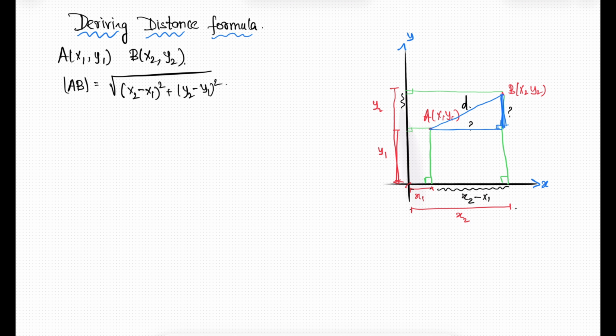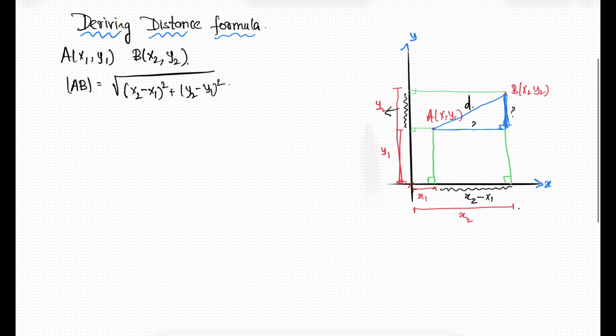Similarly, the distance between these 2 points would be y2 minus y1. So I can write the y2 minus y1 over here. So this distance would be y2 minus y1 and this one's distance would be this one. So which one? x2 minus x1. So what I have done here is that I have completed a right angle triangle with the following distances: y2 minus y1 and here x2 minus x1, and this one would be D.